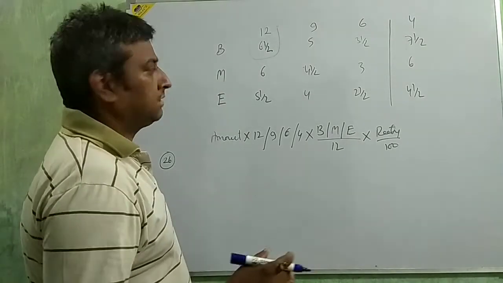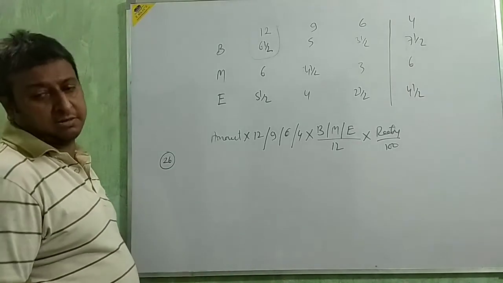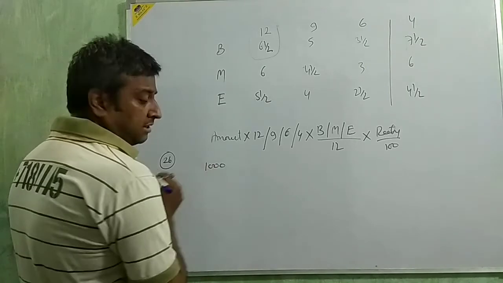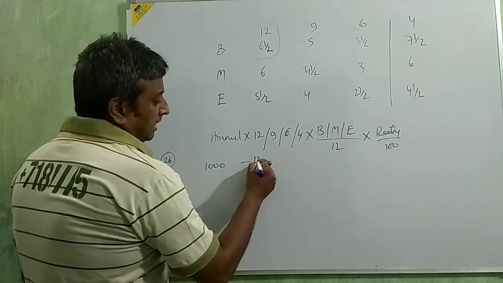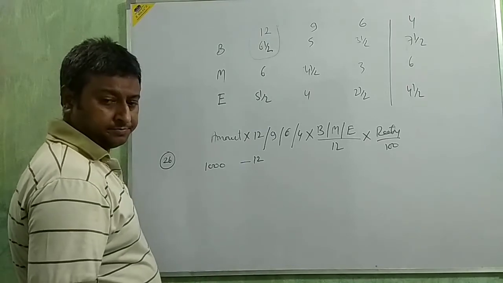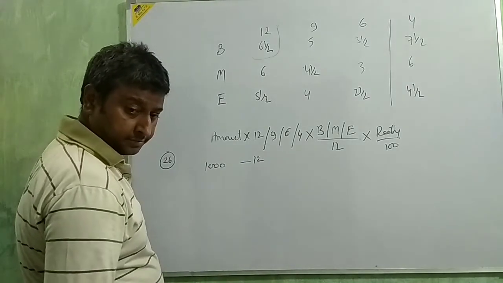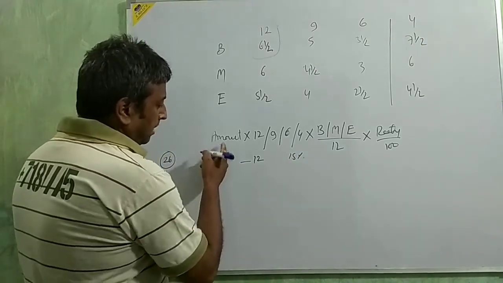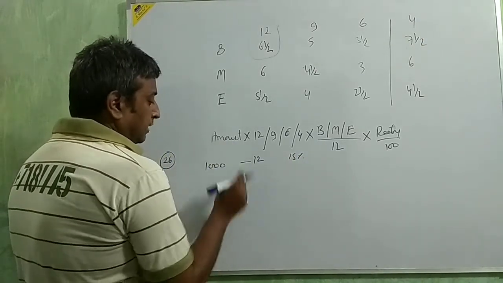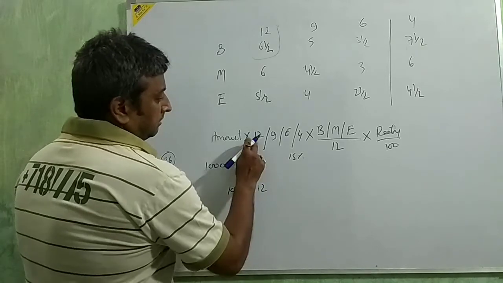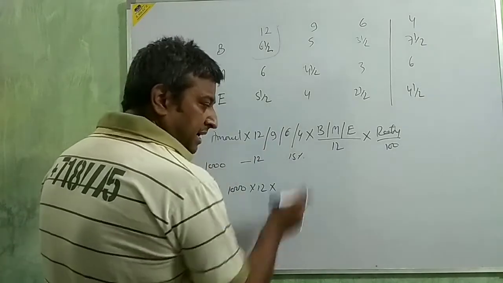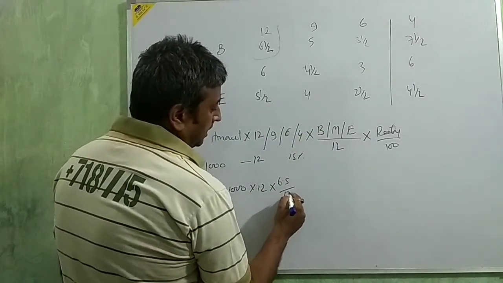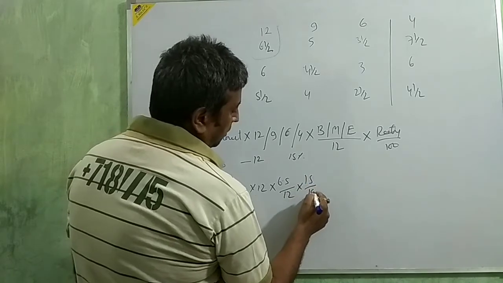Nothing is given about the months, so it means 12 months. Regularly means the amount of drawing is 1,000 for 12 months, and the interest rate is 15% per annum. Then we calculate: amount 1,000 into 12, and since it is the beginning, 6.5 upon 12 into rate 15 upon 100.